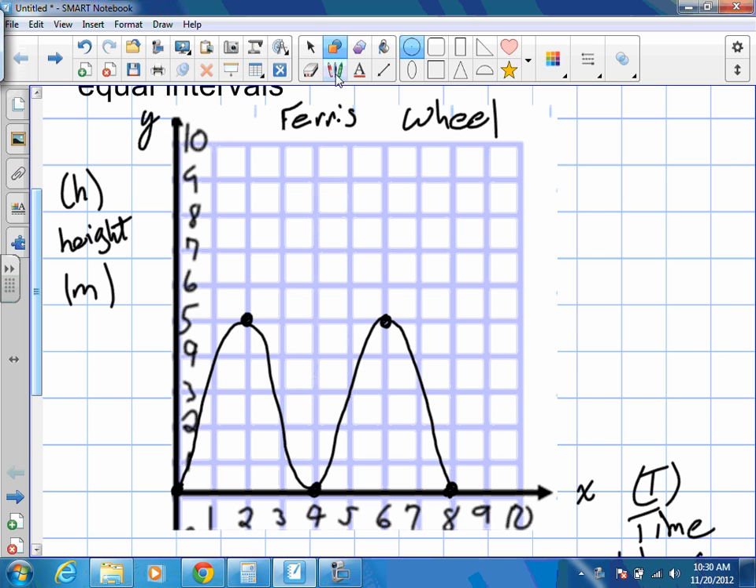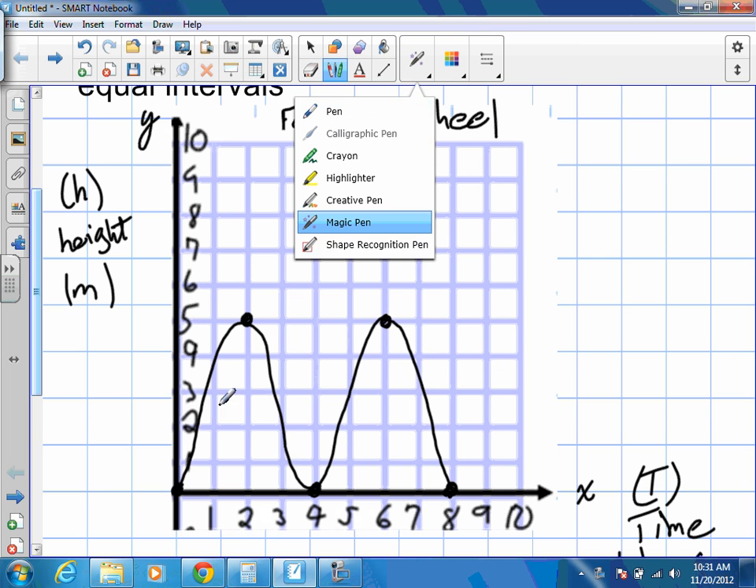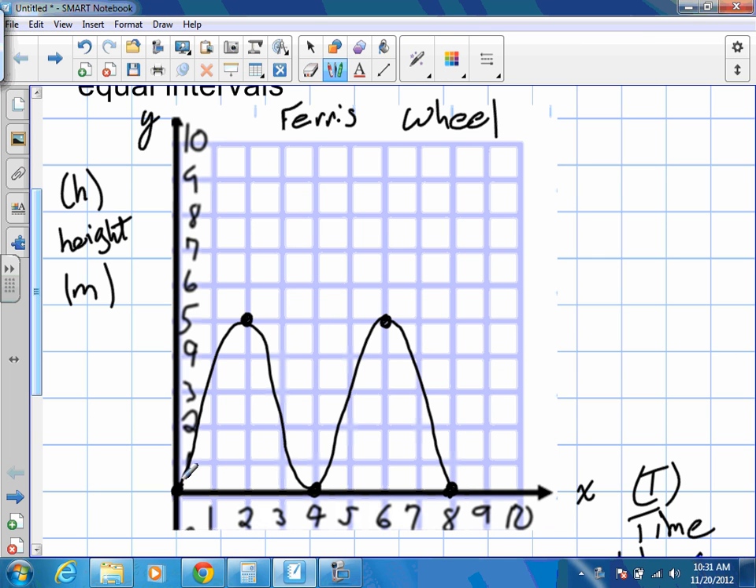Now, first of all, this is a periodic function because it repeats. Okay? It has what's called a peak and a trough, or as you may think of them, a max and a minimum. Okay? That happen at the same level.